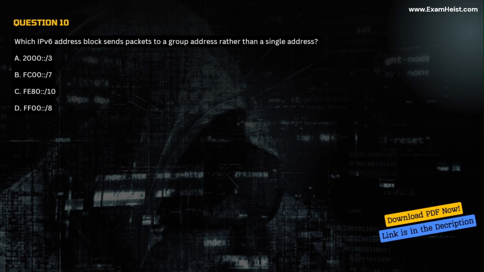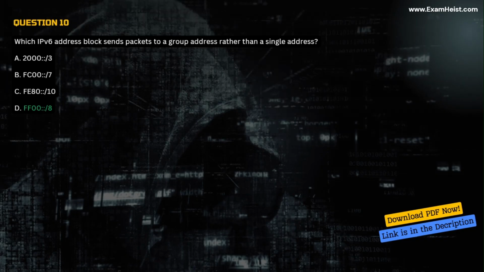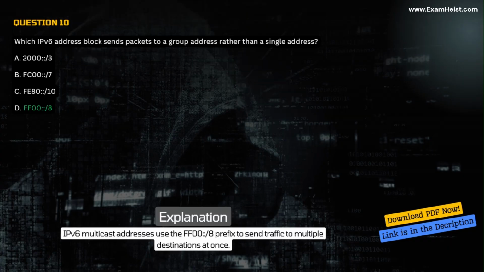Question 10. Which IPv6 address block sends packets to a group address rather than a single address? A. 2000::/3. B. FC00::/7. C. FE80::/10. D. FF00::/8. Correct answer D. FF00::/8. Explanation. IPv6 multicast addresses use the FF00::/8 prefix to send traffic to multiple destinations at once.